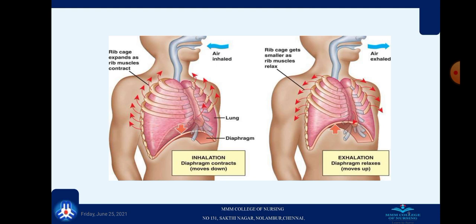Inhalation and exhalation. Inhalation: the diaphragm contracts and moves down, and at that time the rib cage expands as rib muscles contract. During exhalation, the diaphragm relaxes and moves up, and at that time the rib cage gets smaller as rib muscles relax.